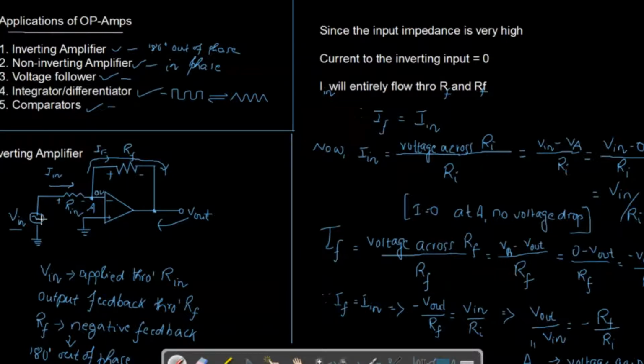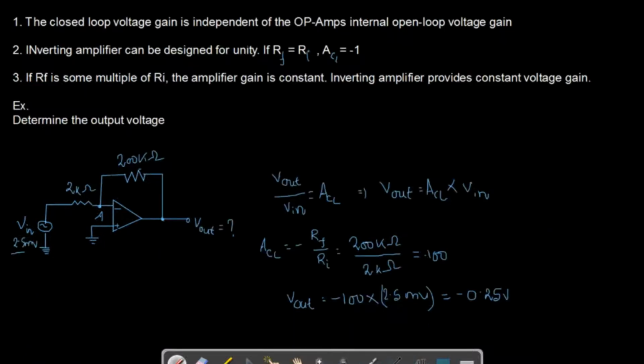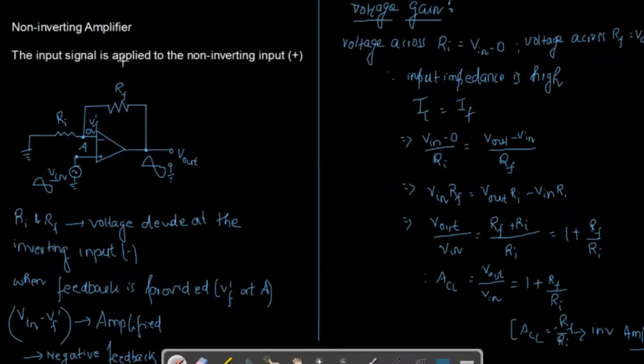Something we should note is the voltage gain. For an inverting amplifier, the voltage gain is minus RF divided by RI. Then you can solve some numericals; we have actually solved this particular problem. And in the non-inverting amplifier, we have got the gain as this. So whenever you're doing any kind of numerical, you have to check whether it's inverting or non-inverting, and based on that, do your calculations.